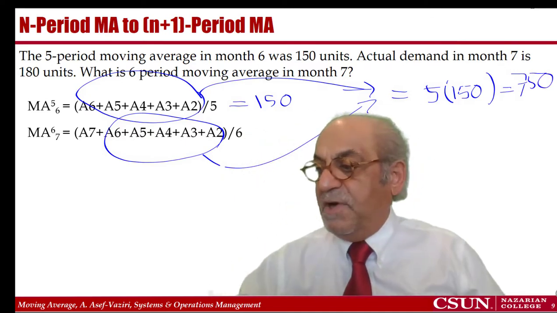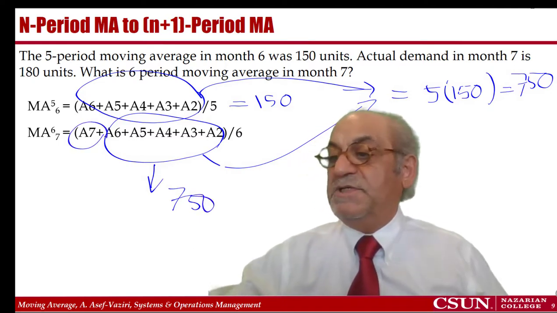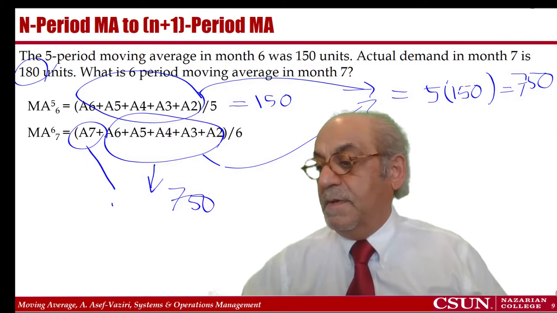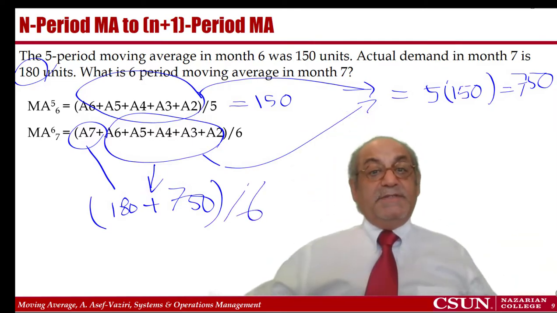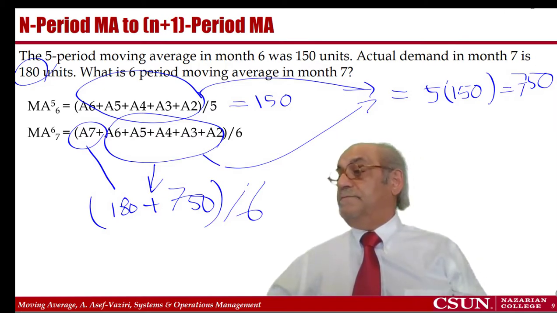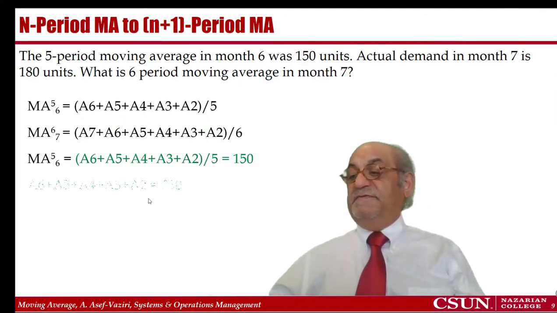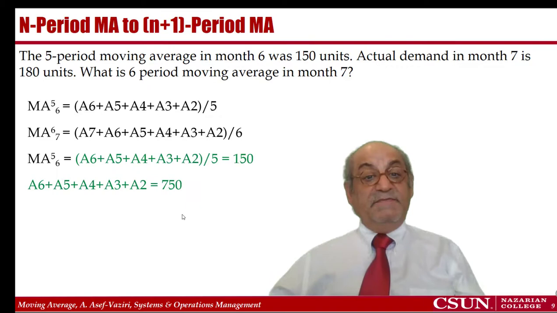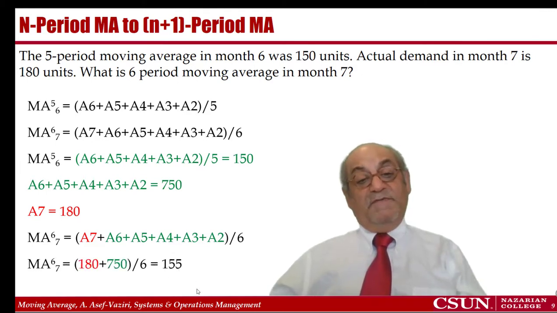Right? Now I have this part which is 750 and I have this part which is 180. So there is 180 plus 750 divided by 6, and that would be the result. This is equal to 150. Therefore, this part is 750. A7 is 180. We write the equation, and therefore we get 155.